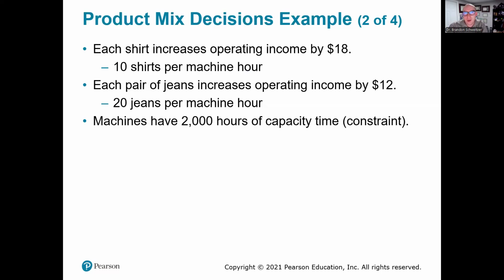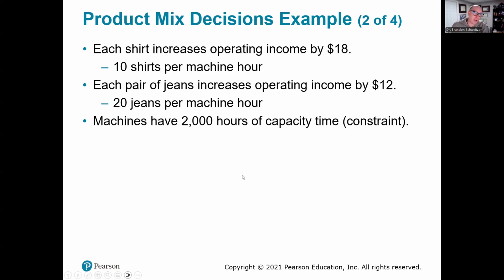So if I increase my operating income for shirts by $18, I can make 10 shirts per machine hour. For each pair of jeans, if we increase operating income by $12, I can produce 20 pairs of jeans per machine hour. I have a total of 2,000 machine hours capacity. So this is my constraint, the 2,000 hours.